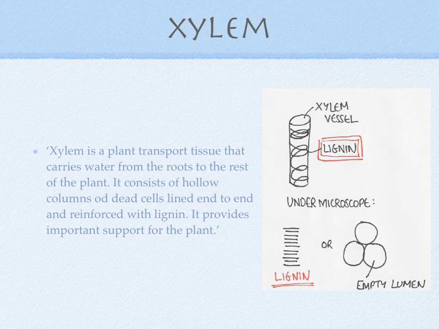5. Lignin deposits also allow the xylem to stretch as the plant grows. And 6. The xylem vessels are narrow so that the water column does not break easily and capillary action can be effective.